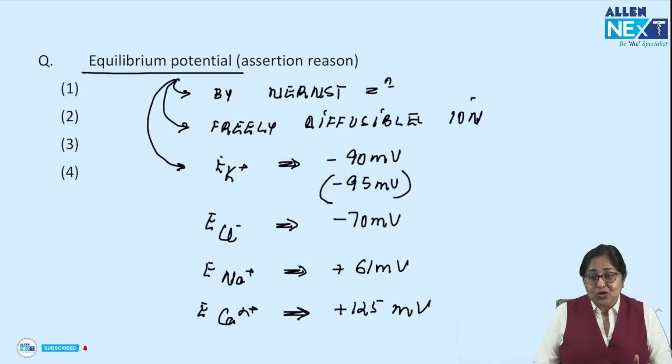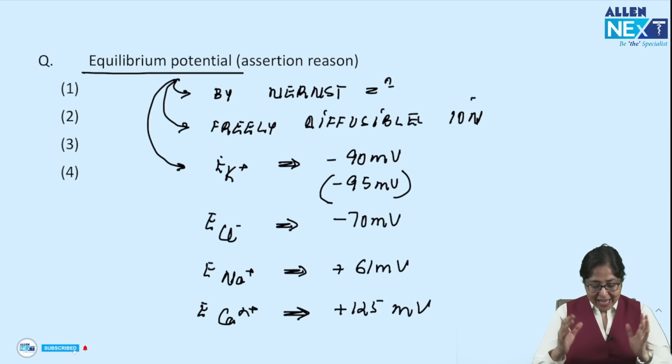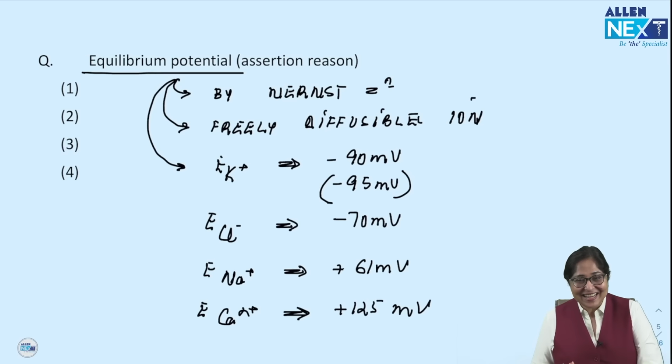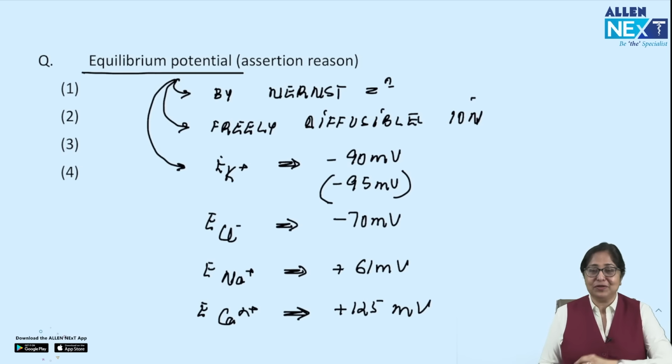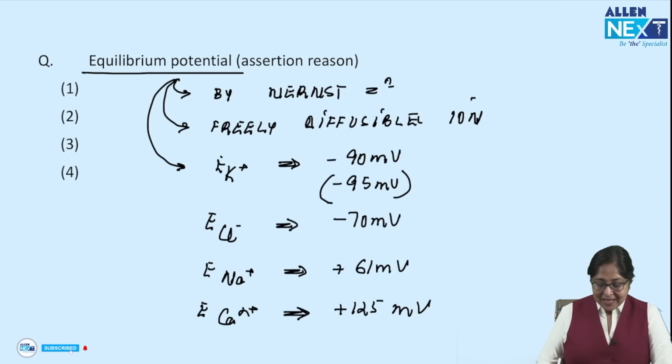I'm not very sure what the assertion reasoning and the options were, but I've discussed the key points as far as equilibrium potential is concerned. I will be giving you my email ID at the end of this discussion. So if you do remember the options, please send them across to me.